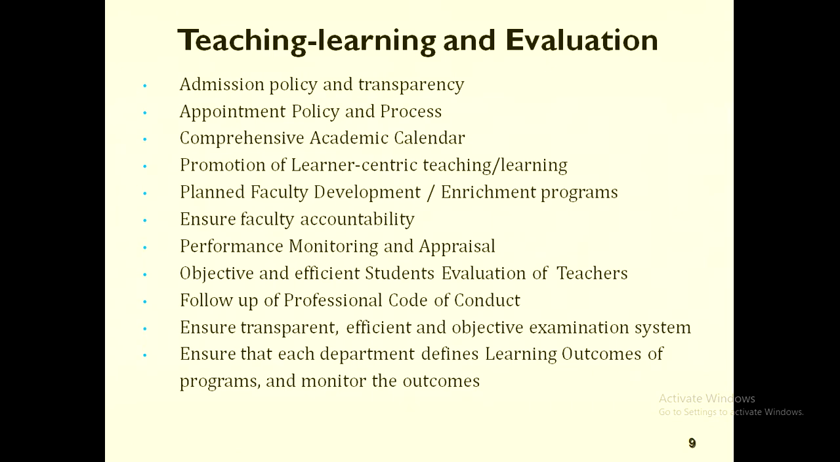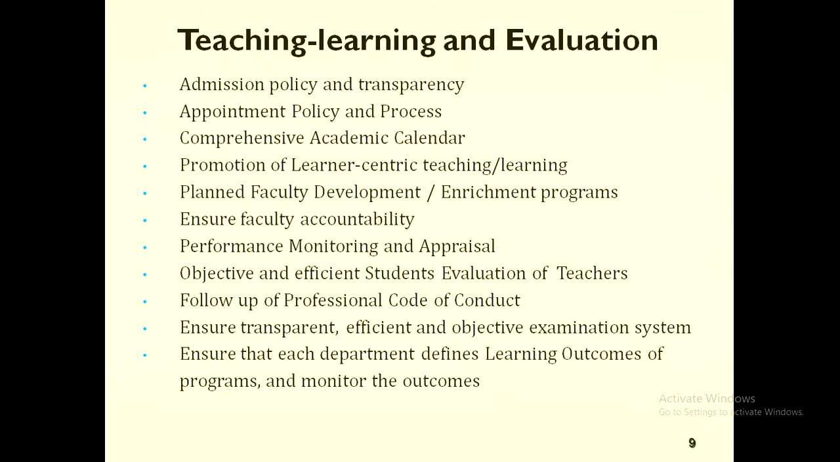So first of all, we have to show in those criteria what the admission policies are, and whether there is any transparency, what type of transparency we maintain, and the appointment policy for faculty and the processes. These two should be accompanied by a clear flow chart so that they can understand the whole process. And do you have a comprehensive academic calendar, and promotion of learner-centric teaching and learning, whether we are adopting a learner-centric teaching learning process or not. And do you have a planned faculty development and internship program? That means continuous development of faculty is done regularly or not.